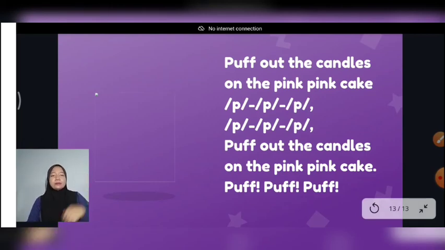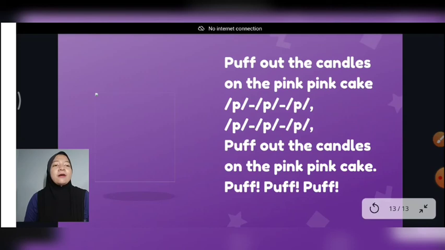Puff out the candle on the pink, pink cake. Puff, puff, puff, puff, puff. Puff out the candles on the pink, pink cake.